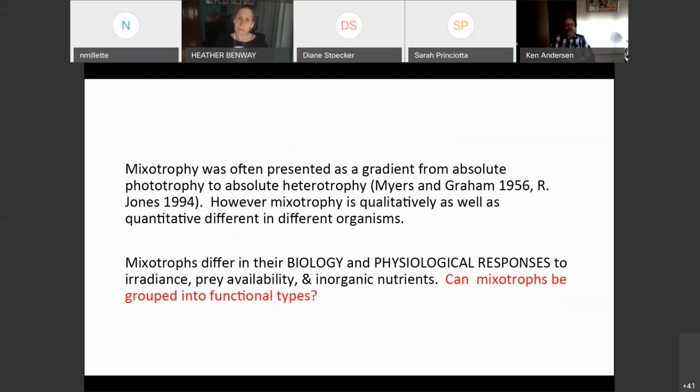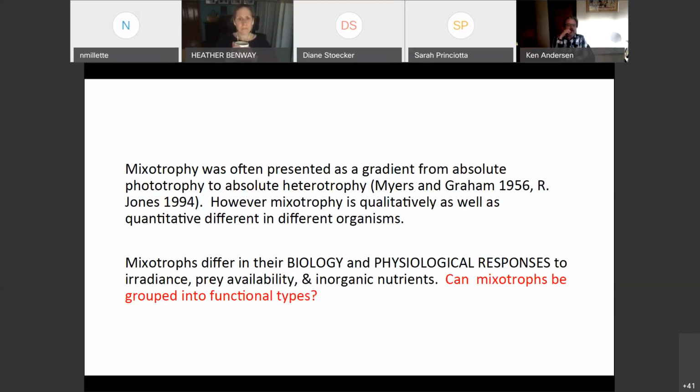Originally, ecologists and aquatic ecologists presented mixotrophy as a spectrum or a gradient, from, okay, you were a phytoplankton, a complete autotroph, or you were a mixotroph that was someplace along this gradient to complete heterotrophy. And so you could sort of present a mixotroph as, well, they're 50% autotrophic or 20% autotrophic or something like that.